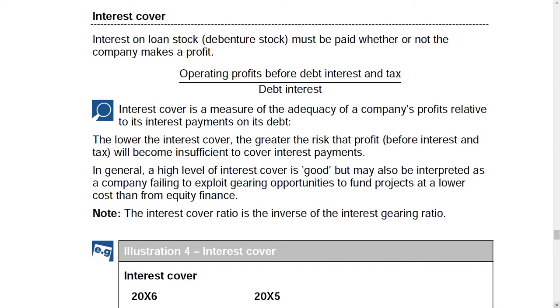Why is it operating profit before interest and tax? Why not after interest and tax? What's the reason? Because, my dear friends, profit after interest and tax goes to equity shareholders. Remember that. Whenever PAT is given, remember, that means it is for equity shareholders.